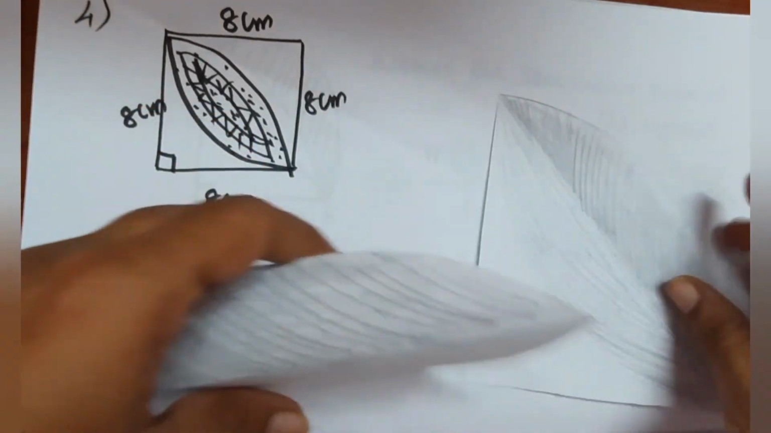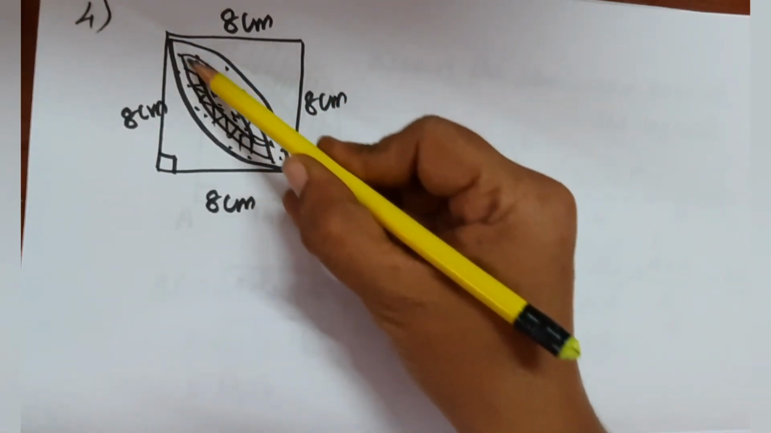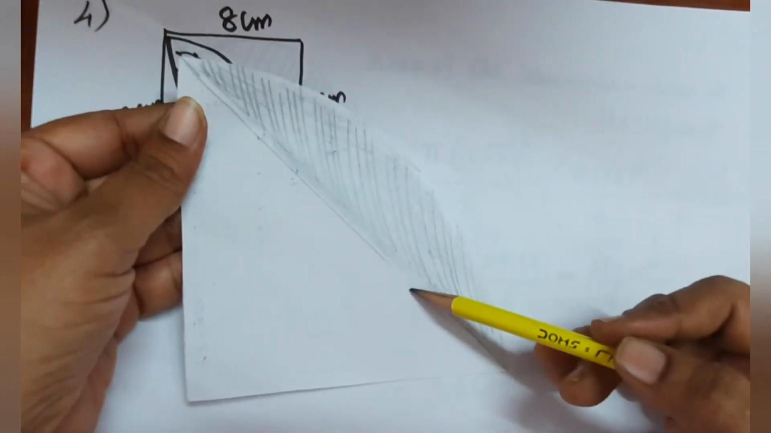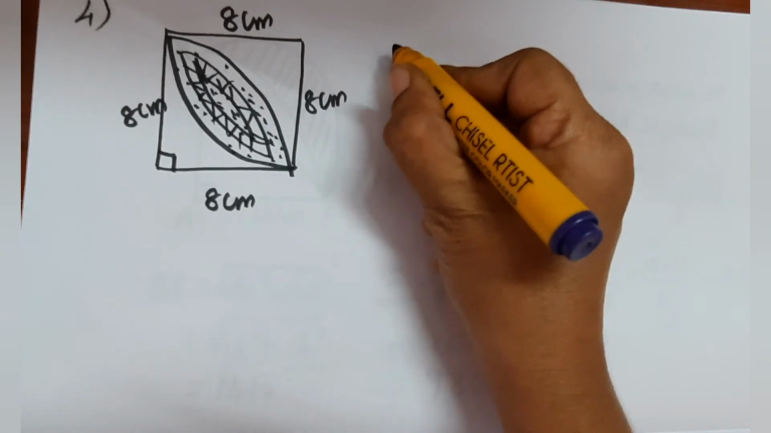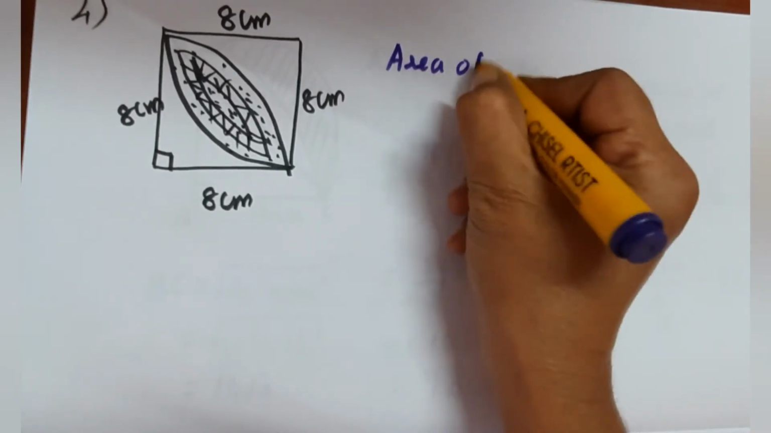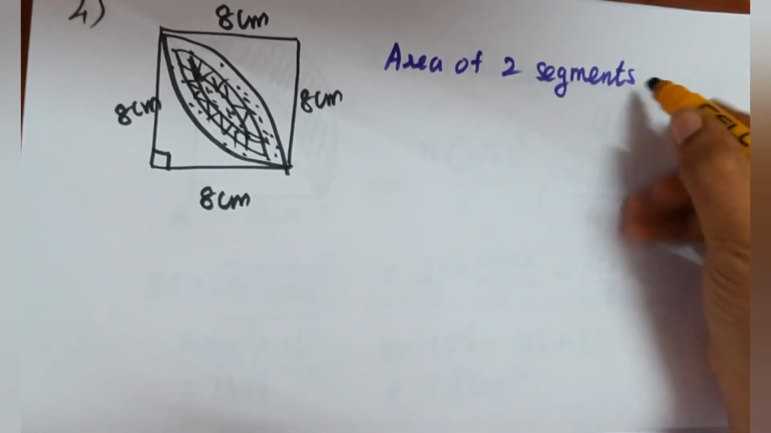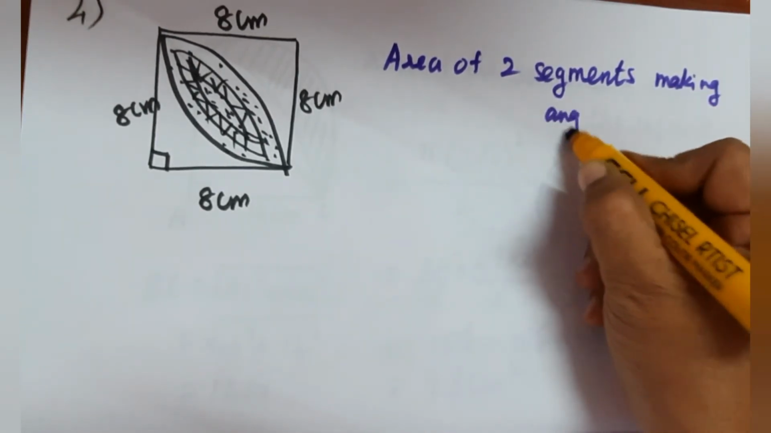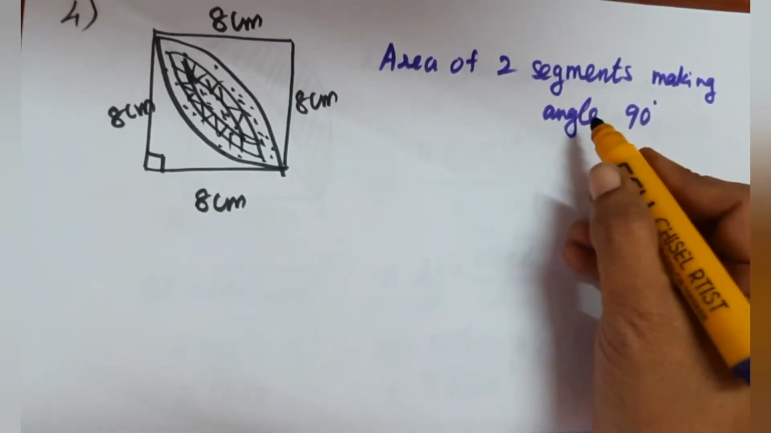So, if we want the area of two segments, if we just join one line in the middle, we will get two segments over there. One segment we will get like this, another segment opposite like that. So the area of this design is nothing but the area of two segments. The segments make an angle of 90 degrees at the center. 90 degrees. So, what is the area of this?